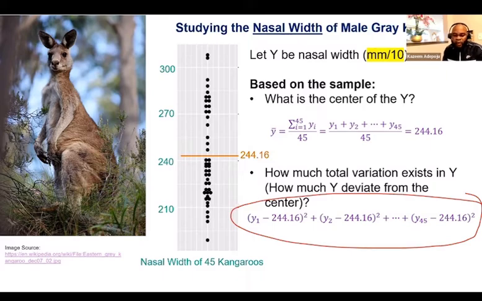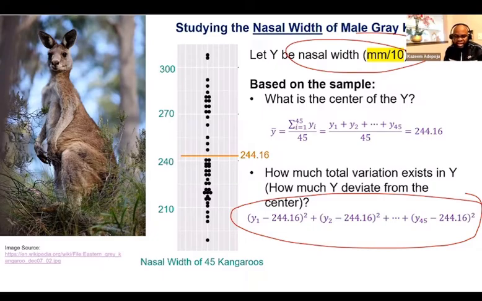Y1 is basically the NASA weight of the first kangaroo. Y2 is basically going to be the NASA weight. Look at the NASA weight that I'm talking about, a millimeter per 10. Take a look at that. Okay, so Y1, Y2 up to Y45, they basically represent the 45 values that we obtain after trying to measure the NASA weight of 45 kangaroos.